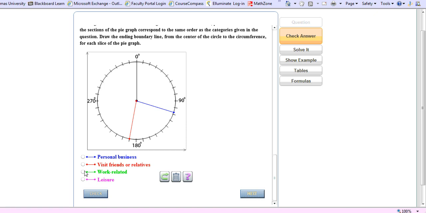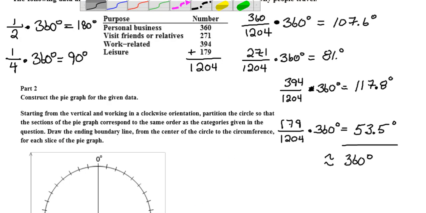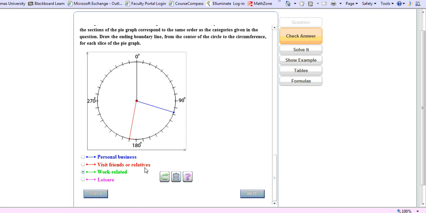I go to the next one, work related. Work related should have been 117. Let me come back real quick. Yeah, that's right. Work related should have been 117.8. At this point, we can do the same thing, count here: 10, 20, 30, 40, 50, 60, 70, 80, 90, 100, 110, 120, and we're going to 117.8. So we'll come from the center, about right there, maybe.